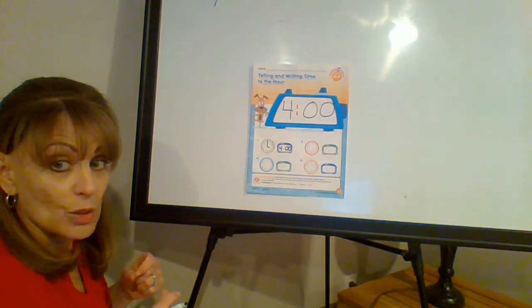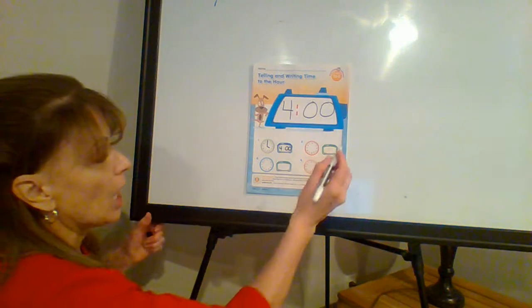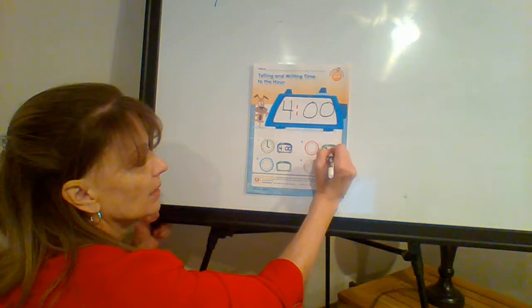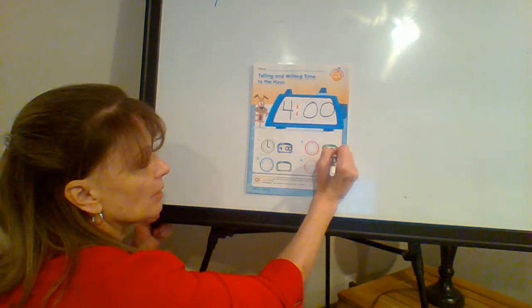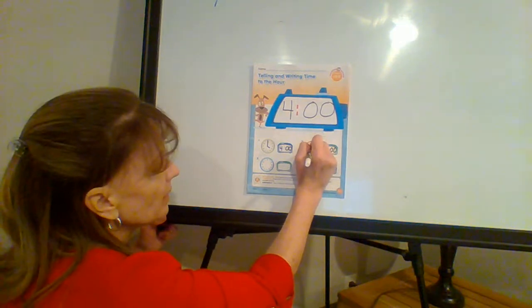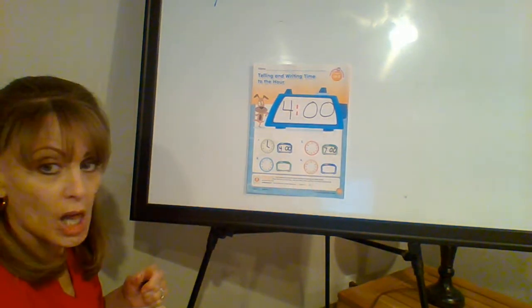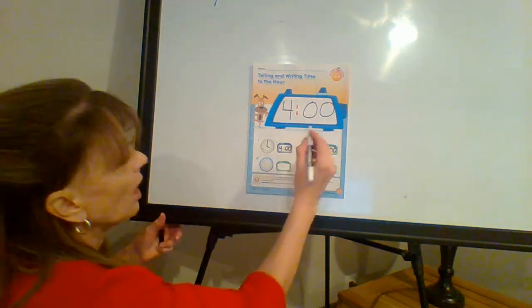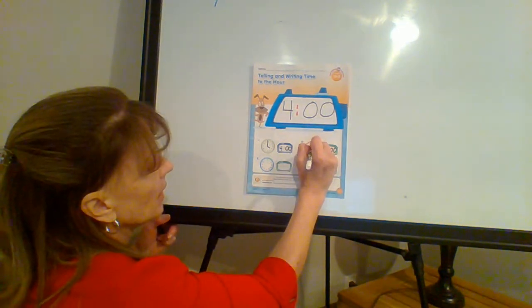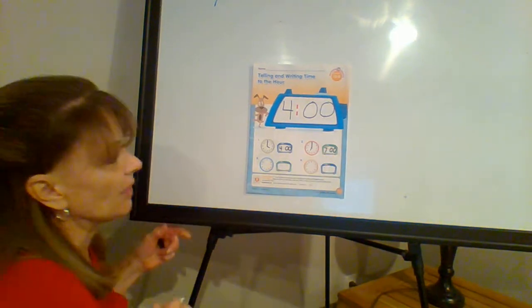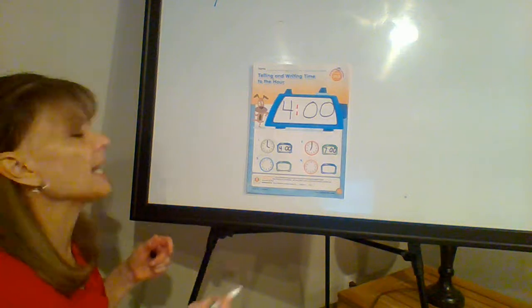The next one is going to say 7 o'clock. So let's write the digital time first. 7, 0, 0. And again, we need to put that dot. If it's o'clock, where's the long hand, the minute hand going to be? On the 12. And then where's the little hand? Right at the 7.